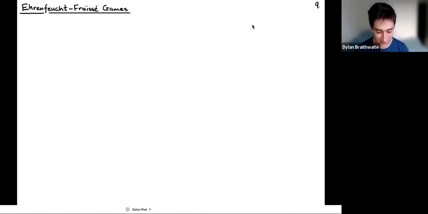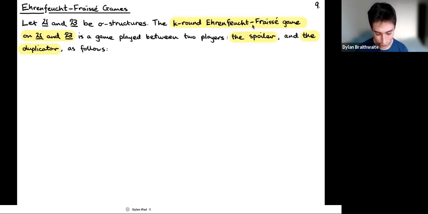So an EF game is given by 3 bits of data. There's some fixed signature sigma, and then there are 2 structures over that, and it depends on a natural number k. And it consists of 2 players. There's a player known as the spoiler and a player known as the duplicator. The spoiler wants to show that these 2 structures are different, and the duplicator wants to show they're the same.